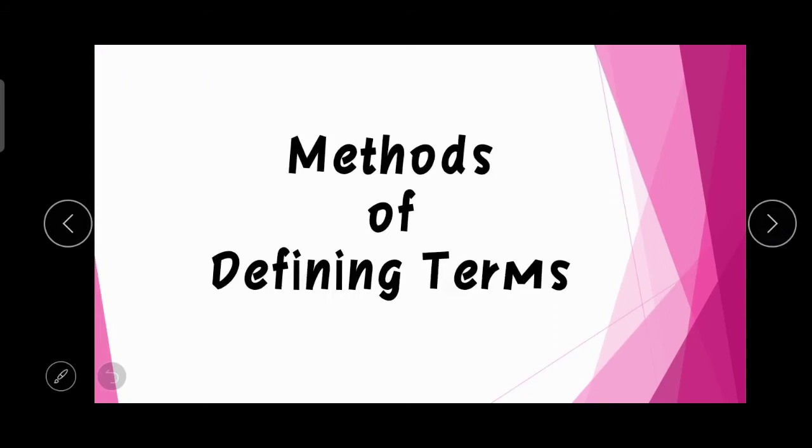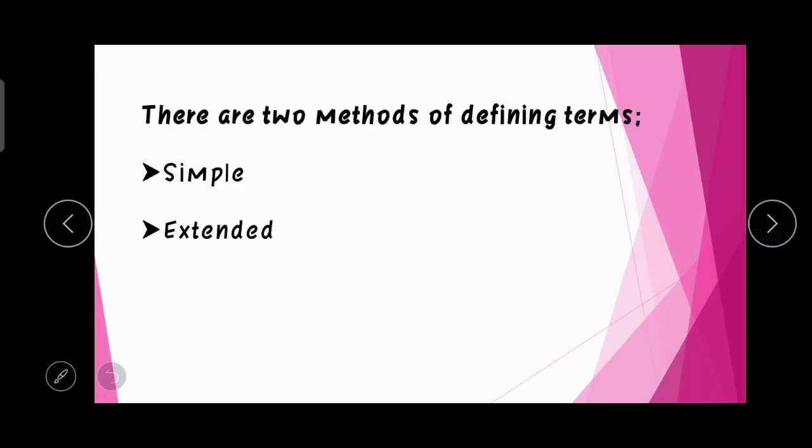Methods of defining terms. The traditional way to define is to put the term in a class and then explain how it is different from other members of the class. There are two methods of defining terms. Number one is simple and extended.